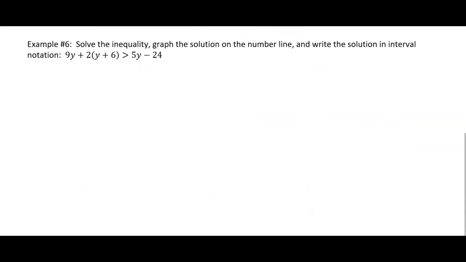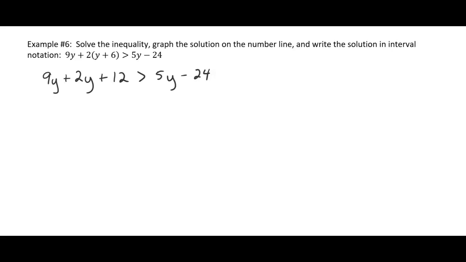So now we have another one. Same directions: solve it, graph it, interval notation. Okay, so we have some distributing to do. 9y plus 2y plus 12 is greater than 5y minus 24. So we take the same approach that we do with equations, and really the only difference is, one thing, I like to have my variable on the left, and the other thing is, if I multiply or divide by a negative number, I have to switch my inequality.